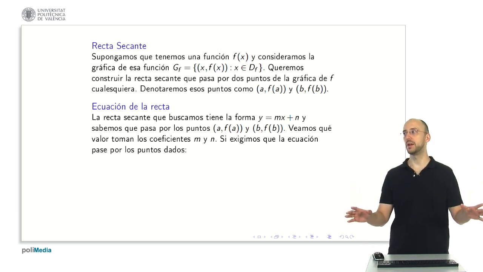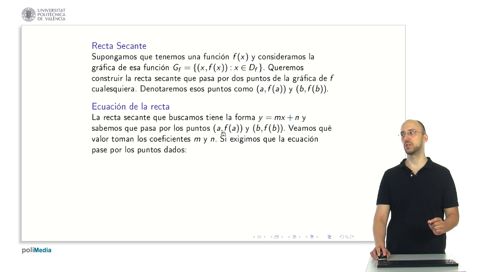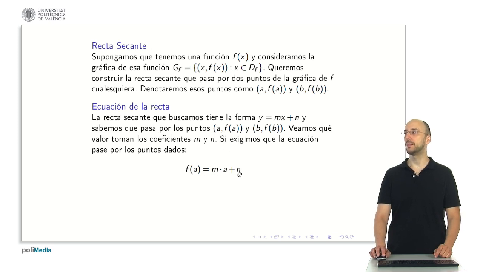I aim to make this line pass through the 2 specified points, a, f of a, and b, f of b. To achieve this, we need to set up the following system of equations. I substitute y in this general equation with f of a, which represents the value of the function for that particular value of a. I substitute a for x, as you can see here. f of a is equal to m times a plus n. This equation results from substituting y with f of a and x with a. I am specifying that this line, for which I don't have the values of m and n, must pass through the point a, f of a.